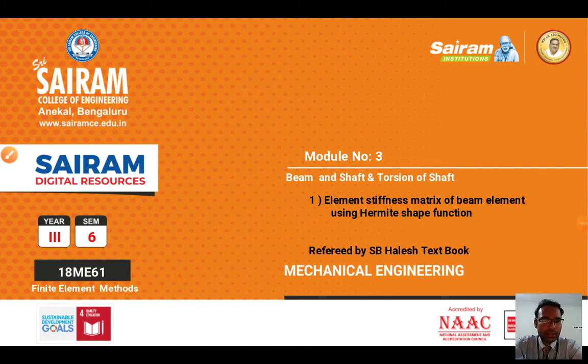Hi dear students, in this lecture video I am going to derive the element stiffness matrix for a beam element using Hermite shape function. Already we derived the element stiffness matrix for the beam element with the help of the shape function. In this one we are going to derive it using the Hermite shape function. The shape function is different.